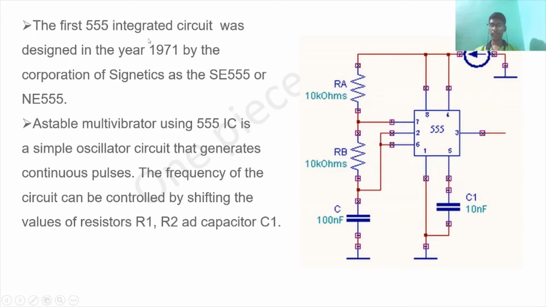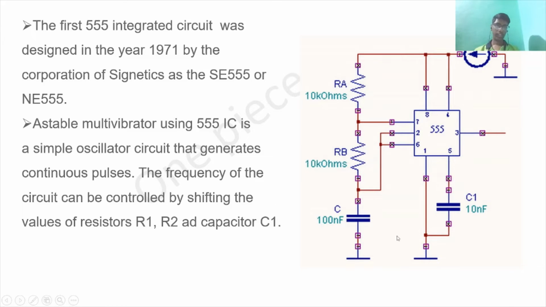Next, the first 555 integrated circuit was designed in the year 1971 by the Signetics Corporation as the SC555 or NE555. The astable multivibrator using 555 IC is a simple oscillator circuit that generates continuous pulses. The frequency of the circuit can be controlled by changing the values of R1 and R2 and capacitor C1.